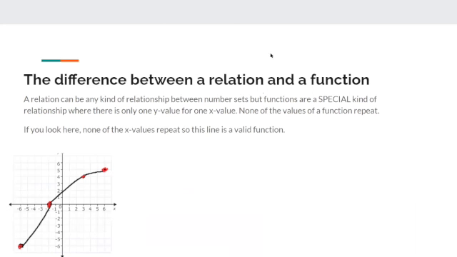The difference between a relation and a function. As I said, a relation can be any kind of relationship between number sets, but functions are a special kind of relationship where there is only one y value for one x value. None of the values of a function will repeat. So if you look at my beautiful chart below that I totally didn't draw in MS Paint, none of these x values repeat, so this line is a valid function.